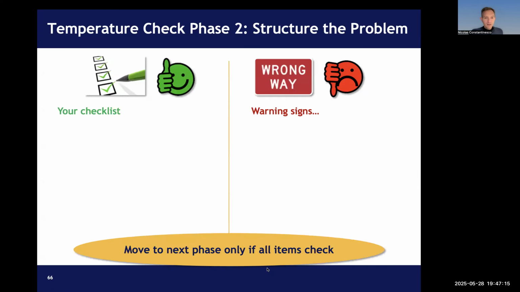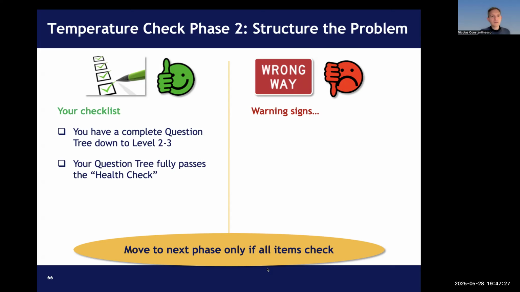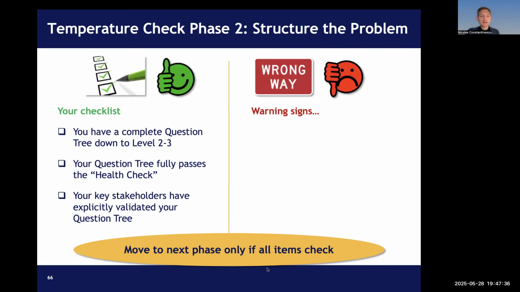So, how do you know that you are done with this phase? I think you have a complete question tree down to level two and three. Your question tree fully passes the health check. So the three conditions we talked about, right? Solution focus, MECE, and fits the case, the context. And your key stakeholders have explicitly validated it. Then you can be quite confident that you have a really robust, really good way of hacking at your problem.